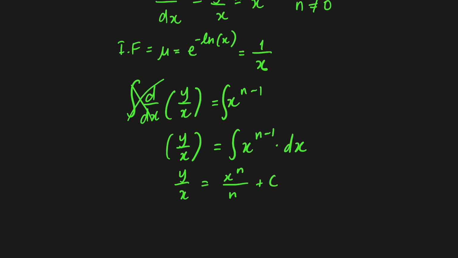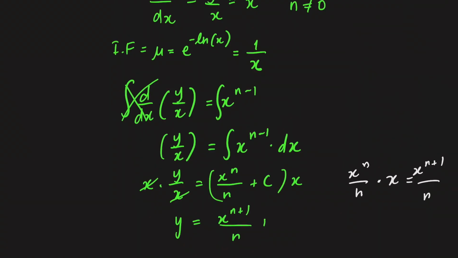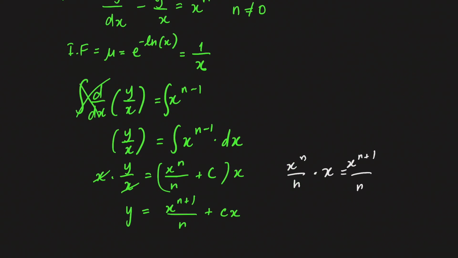And now we're going to solve for y. Therefore, x will be multiplied on both sides, and this cancels out. Therefore, we only have y left on the left side, and on the other side, x to the power of n over n times x gives us x to the n plus 1 over n. Therefore, the final answer is x to the power of n plus 1 over n plus c times x. So now you have learned how to solve a first-order differential equation by using an integrating factor.